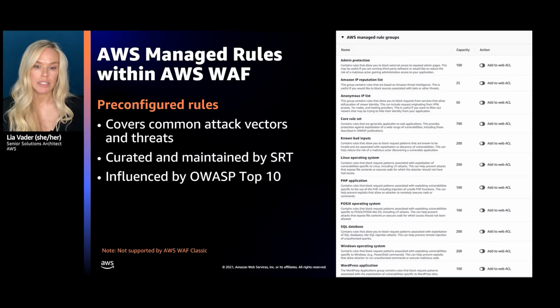And so WAF released support for AWS managed rules to help you get started quickly. The idea behind managed rules is that we would cover the common attack vectors, so you don't spend a lot of time managing basic sets of rules. And these rules are managed by our threat research team, which is an extension of our DDoS response team from AWS Shield. The rules are influenced by the top 10 security risks identified by the OWASP community.